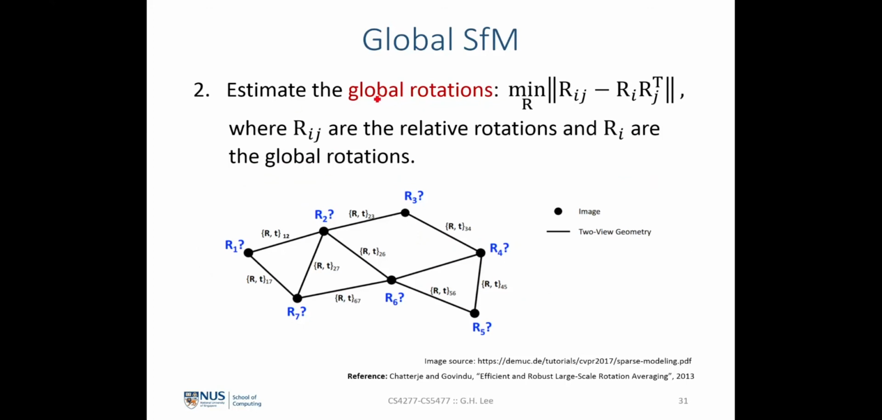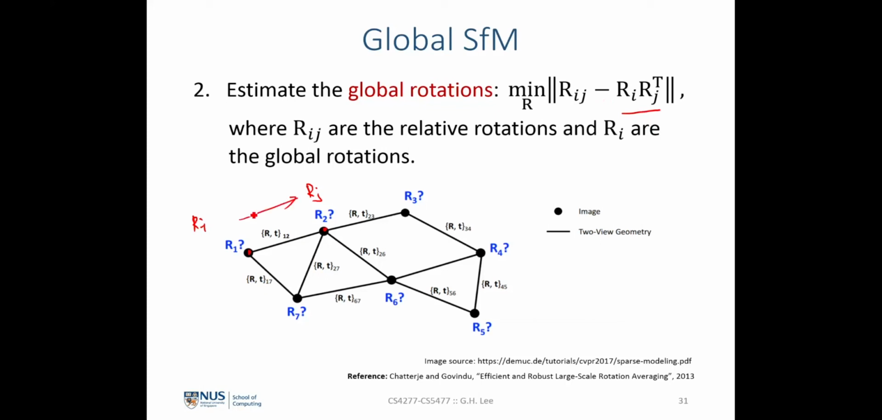We'll first estimate the global rotation by minimizing this cost function over here. So what we are trying to do here is that Ri and Rj represent the global pose of any pair of images, for example, R1 and R2. So Ri is this one over here, and Rj is this one over here. And what we want to do is minimize by computing the relative transformation, which is given by Ri and Rj transpose over here.